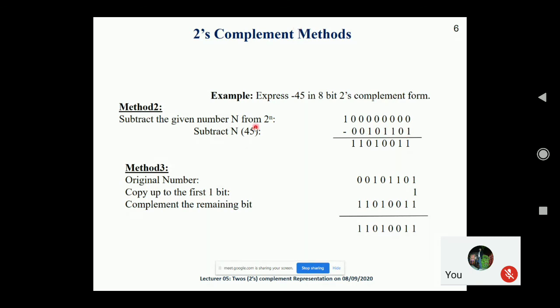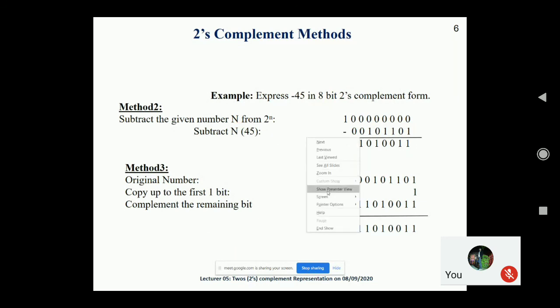See here, subtract the given number n from 2 to the power n. So here n means what? Number of bits. So small letter n means number of bits. How many bits are we using? 8. Yes or no? We are using 8. So what is the capital letter N? 2 to the power 8.